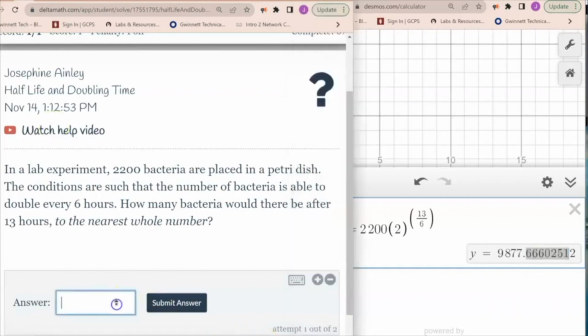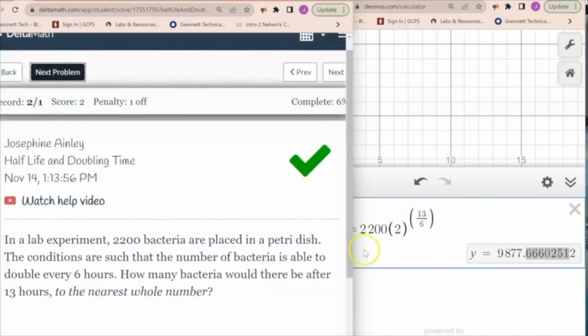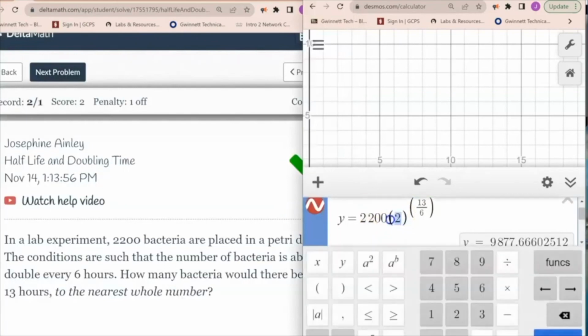9878. And I don't know if it's going to let me submit this 9878, but we'll go ahead and try. And it did. Okay, so the only difference, of course, is doubling or halving. But it's the total number of years over the time it takes to half or double.